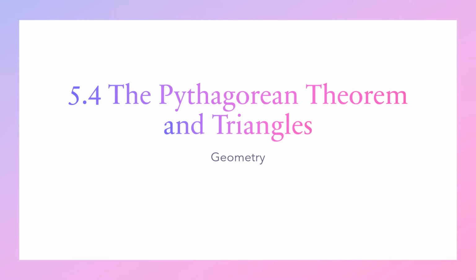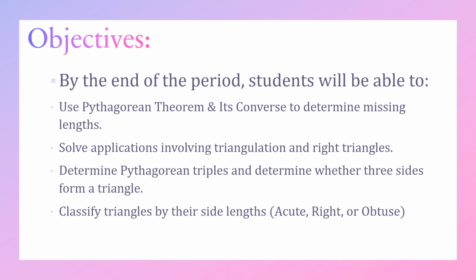Hi guys, so today we are doing the Pythagorean theorem and some more triangles. By the end of the period, you guys will be able to use Pythagorean theorem and its converse to determine missing lengths, solve applications involving triangulation and right triangles, determine Pythagorean triples and determine whether three sides form a triangle, and then classify triangles by their side lengths, acute, right, or obtuse.